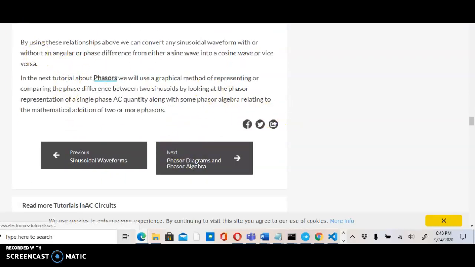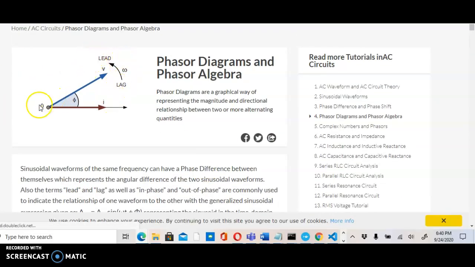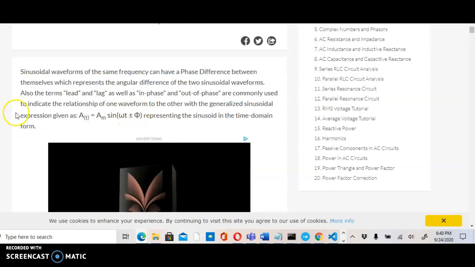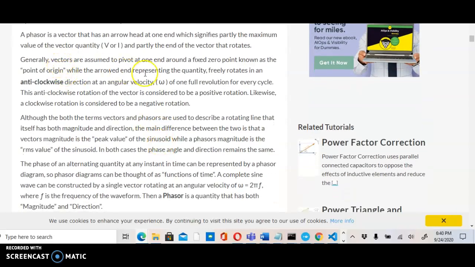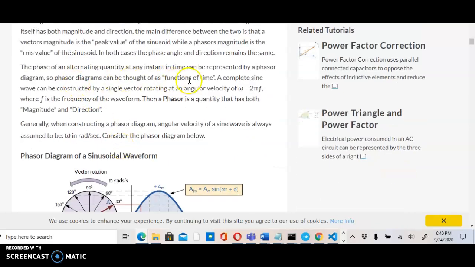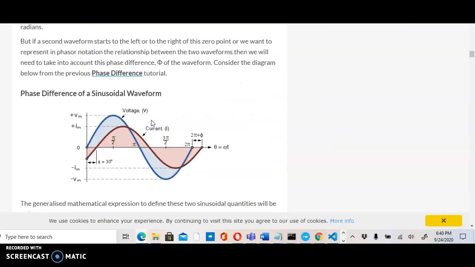Then we have the phasors, which is lag and lead, and we have A(t) equals A max sine of omega t plus theta, which is this. You can go clockwise or anti-clockwise. Omega is 2 pi f, which is the direction of the thing, phase difference.